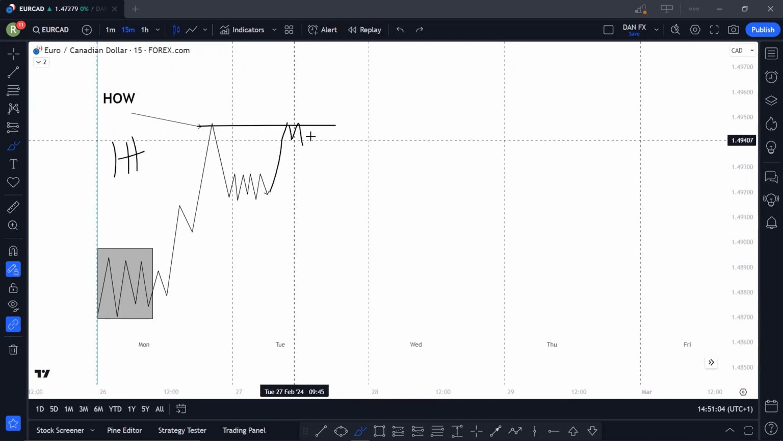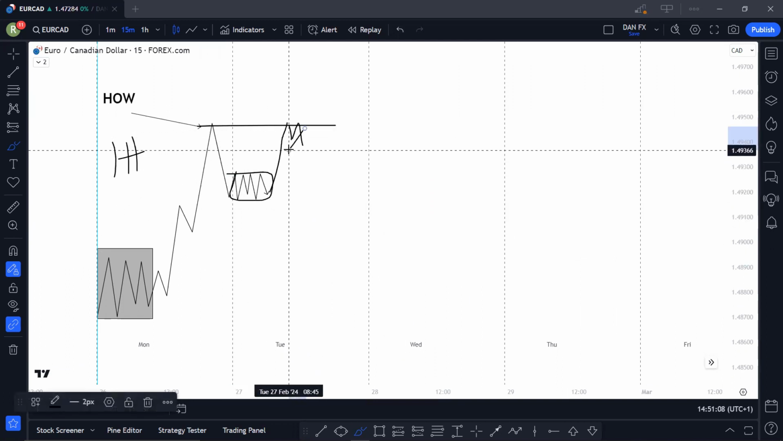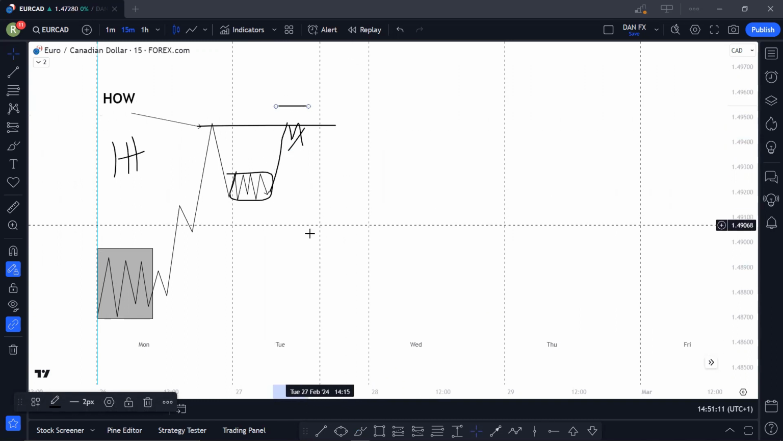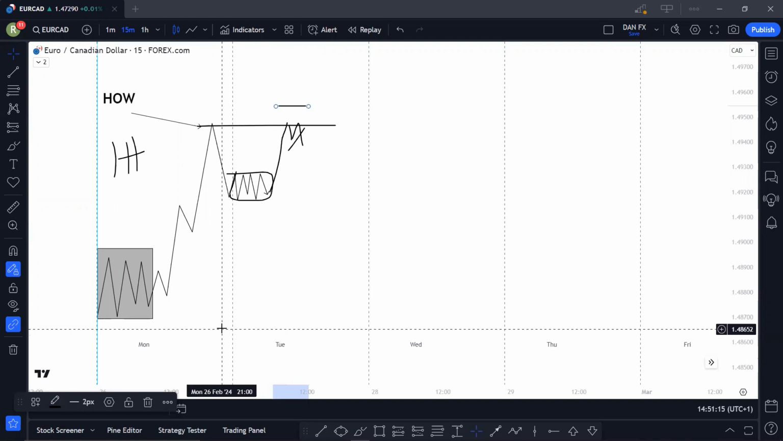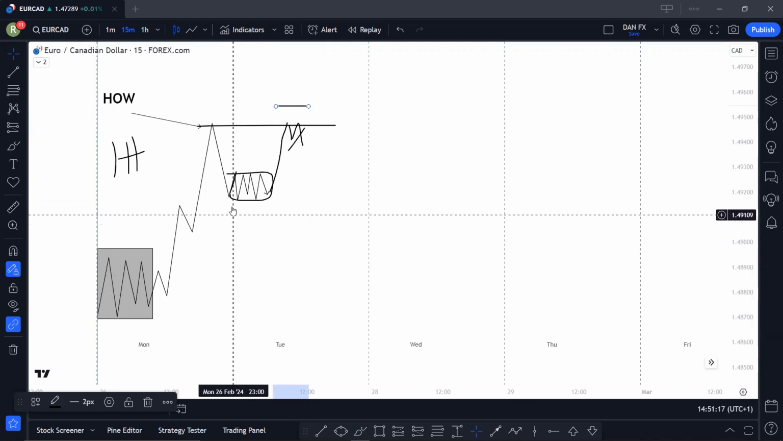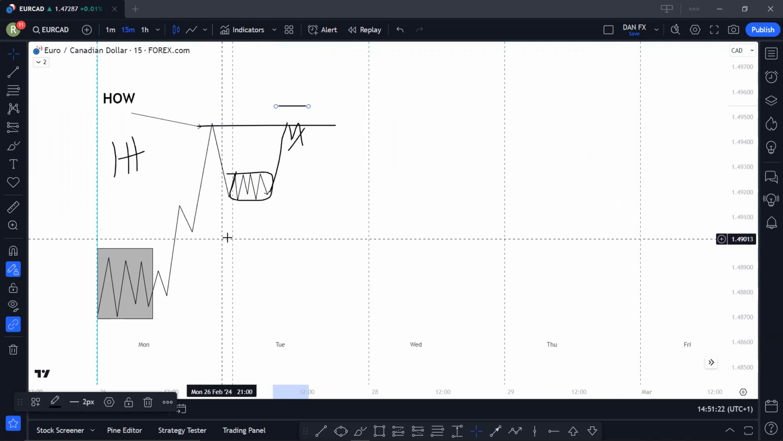So we're going to be looking for an M formation on the 15-minute chart to take this on a short at the highs here. The same thing goes for the W formation. I'm not going to be explaining the W formation because I'm going to be basically repeating myself. So anything I say for the M formation, just invert it. That works for the W formation.